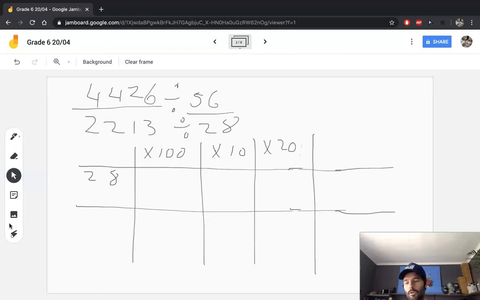And now I'm going to focus on 2,213 divided by 28, just because the numbers are smaller and I feel a little bit more confident and comfortable working with smaller numbers.